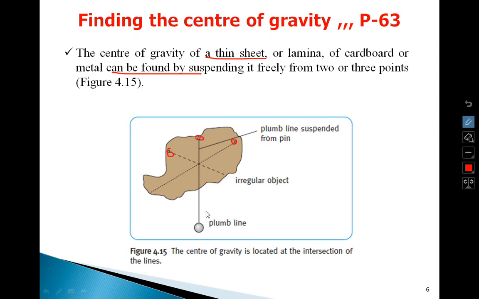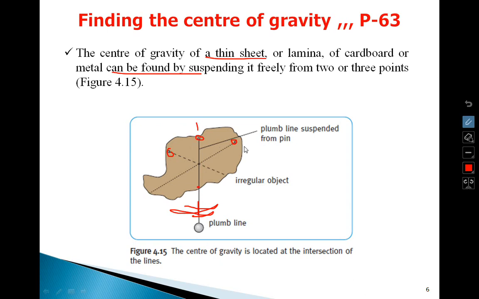What we will do is suspend this object freely from the first point, and then leave it moving until it stays still, with no more movement. Then we will hang a plumb line from this point. The plumb line will keep moving until it stays here. So we will mark a point here, and then draw a straight line from the first point to this point.